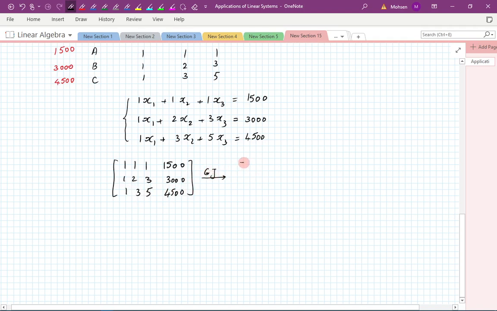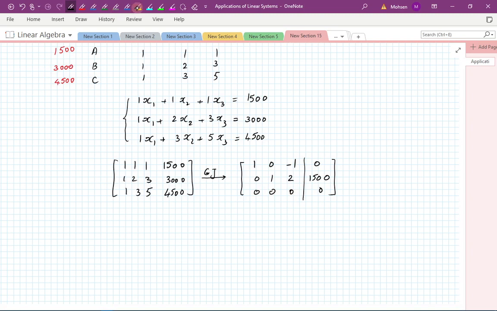So Gauss-Jordan magic, and you come out with 1 0 minus 1 0, 0 1 2 1500, and the last row is all zeros. That was the right hand side. 0 on the left and 0 on the right. Yes, okay, you still have a hope of a solution. If this blue thing was non-zero, it would be impossible, which is an entirely different topic altogether. We are not going to look at that now, other than saying it's impossible.